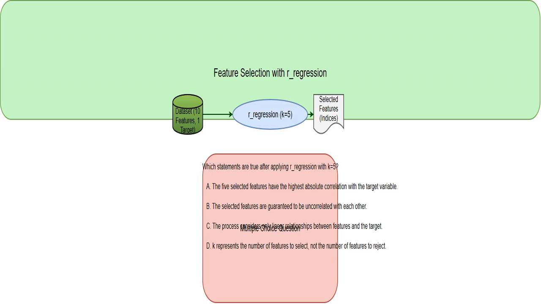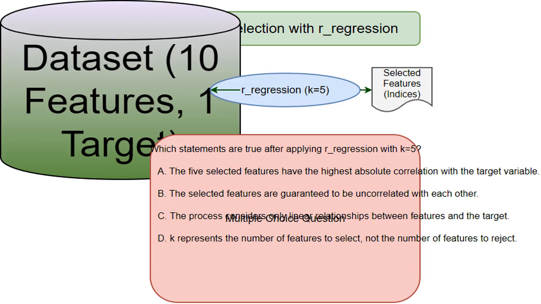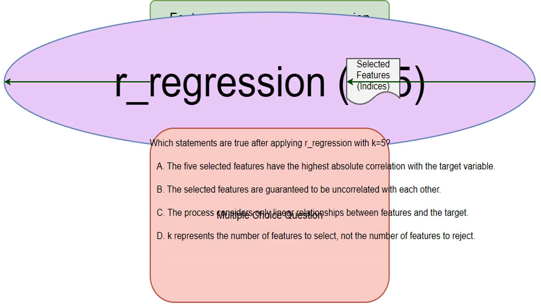I'm using Sklearn's r_regression function to pick the best features for a regression model. This function is all about choosing the most important features for predicting a continuous target variable. I have a dataset. It has 10 features, things I'm measuring, and one target variable, the thing I want to predict. I'm using r_regression and setting the parameter k to 5. This tells the function to select the top 5 features.